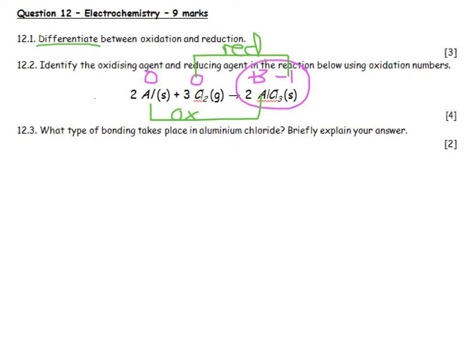What type of bonding takes place in aluminium chloride? Aluminium is a metal, chlorine is a non-metal, so it is going to be ionic bonding because it is between a metal and a non-metal. You could have gone into electronegativity difference, but it wasn't necessary.